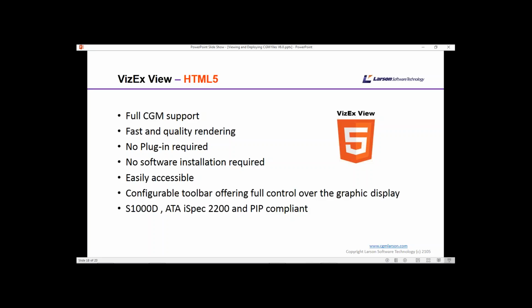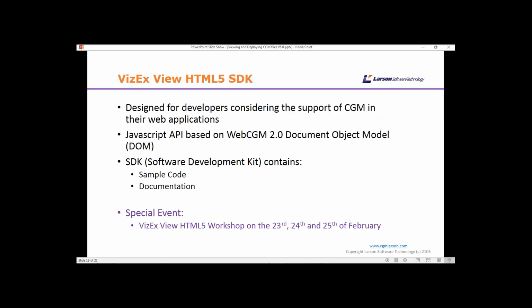It gives you full control of the graphic display, and it supports all those specifications that we've been discussing this morning. So S1000D for aerospace and defense, ATA iSpec 2200, and that is mainly for commercial aerospace. And then we have PIP as well for the petrochemical industry, oil and gas. The development kit is obviously designed for developers. If you're considering the support of CGM in your web applications, it's a full JavaScript API based on Web CGM version 2, and it supports the DOM, the Document Object Model.